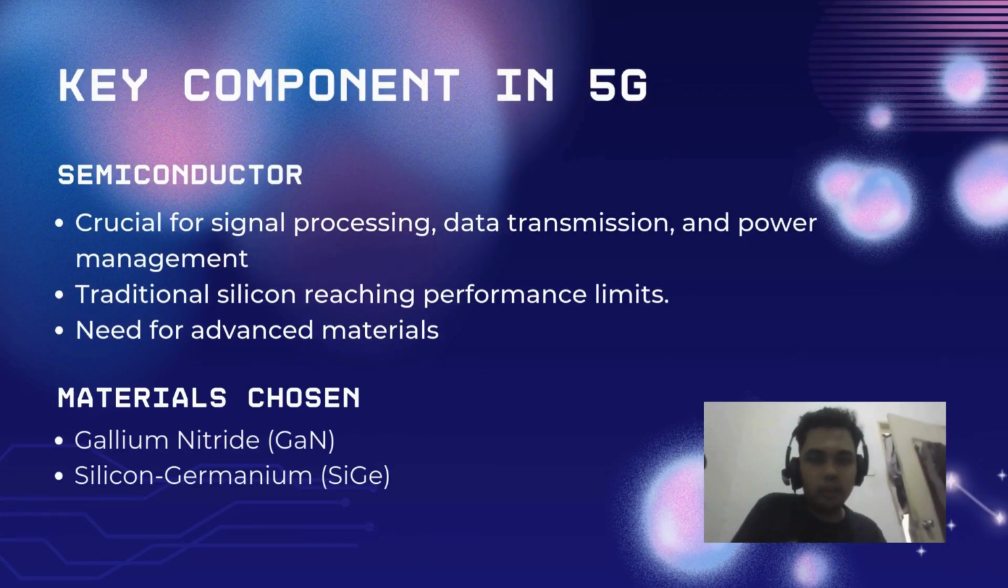So the key component in 5G infrastructure is semiconductor, which we focus on in this assignment. It is because semiconductor is crucial for signal processing, data transmission, and power management. And also traditional silicon, which was previously used in 4G and 3G, has reached its performance limits. So there is a need for an advanced material to be used in 5G infrastructure. So the materials that have been chosen are gallium nitride and also silicon germanium.